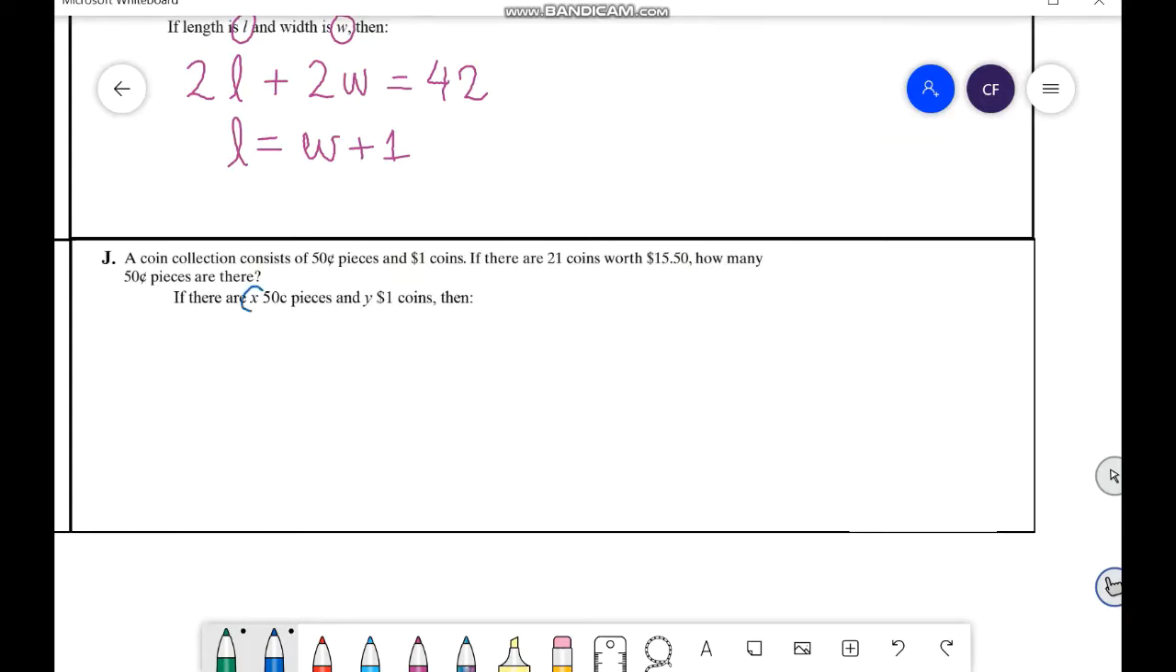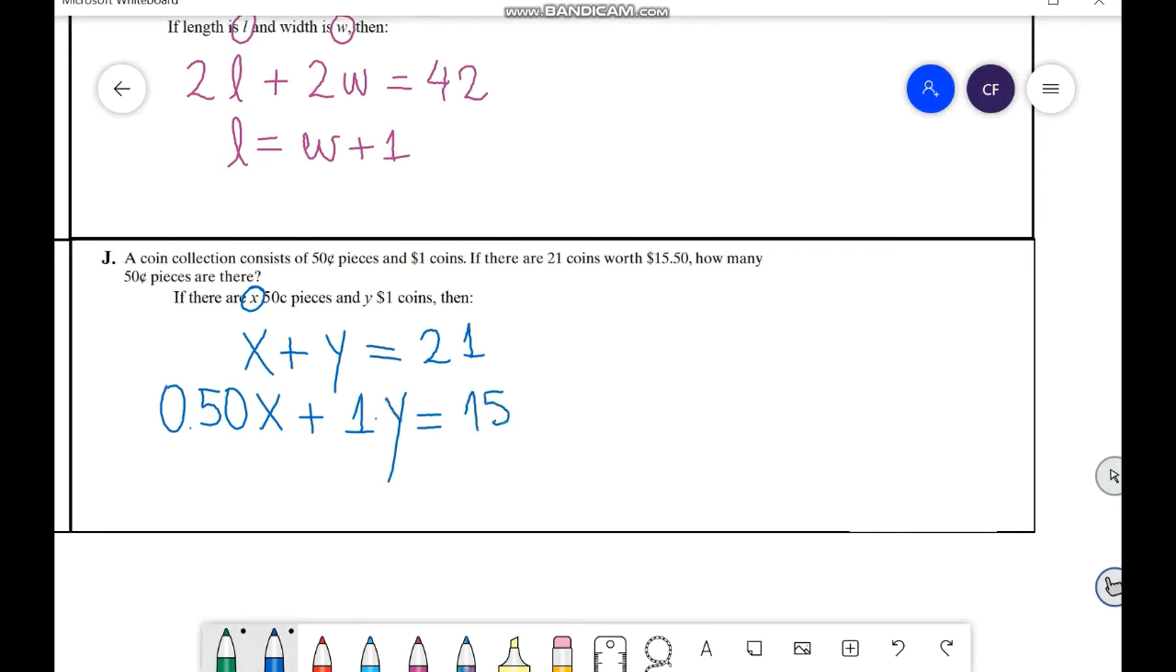Let's say X is the number of 50 cents pieces and Y is the number of $1 coins. The total amount of coins is 20, right? And if you add the value of the coins, you're going to have 0.50 times X plus $1 times the amount of $1 coins, which is Y. This is $15.50.